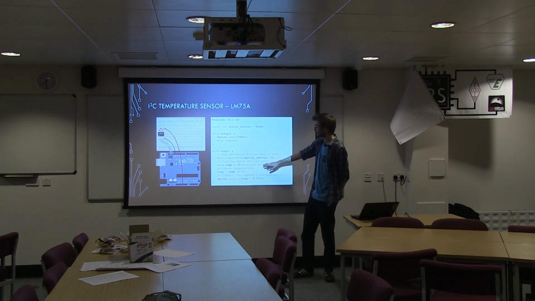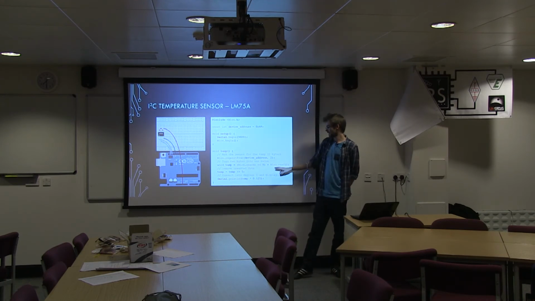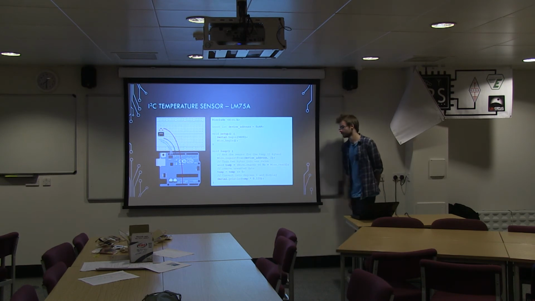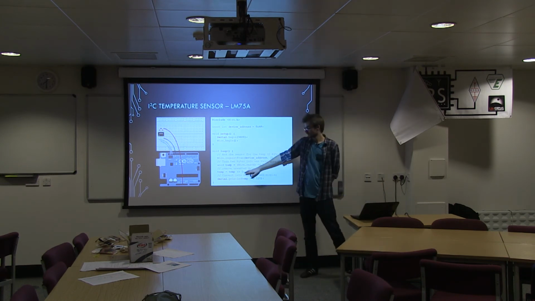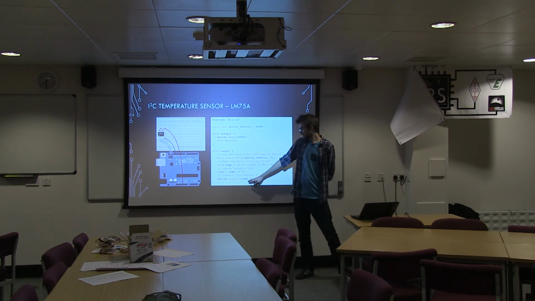Then, simply put, we store this into a word, which is 16 bits. You store in the first byte you read, shifted by 8, then add on the second byte you read. And then we do the shift by 5 to get rid of the useless data off the end. And then we print it out to the serial port.